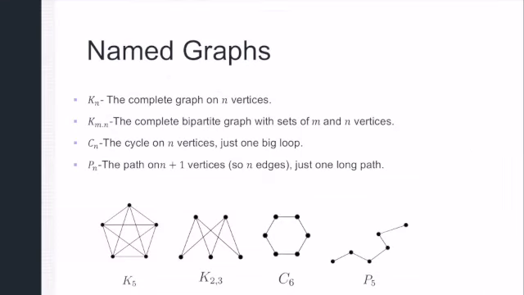So Kn is the complete graph on n vertices. K m,n is the complete bipartite graph on m and n vertices. Cn is the cycle on n vertices. It's always just one big loop. And Pn is the path with n plus 1 vertices, so n edges. So you just take one long path. So it's nice to remember, for the rest of these, they are defined by their vertices. This one is defined by its edges, the number of edges. Don't forget.